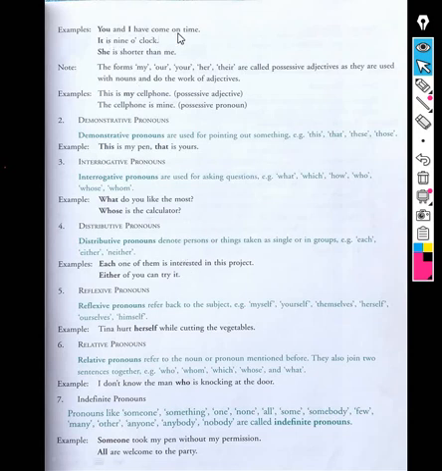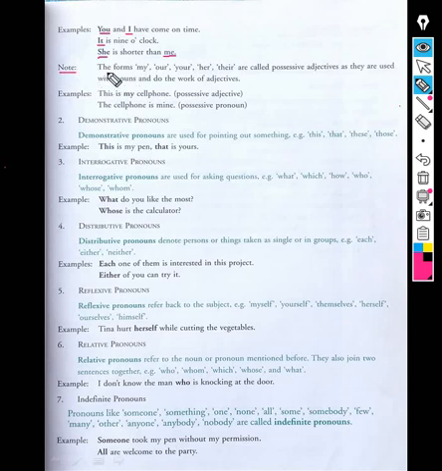Now look at the examples in sentences. You and I have come on time. So here you is second person, I is first person. These are personal pronouns. It is 9 o'clock. It, this is third person singular. Here it is used to show time. She, this is also third person singular. She is shorter than me. Me is first person, and this is objective case.